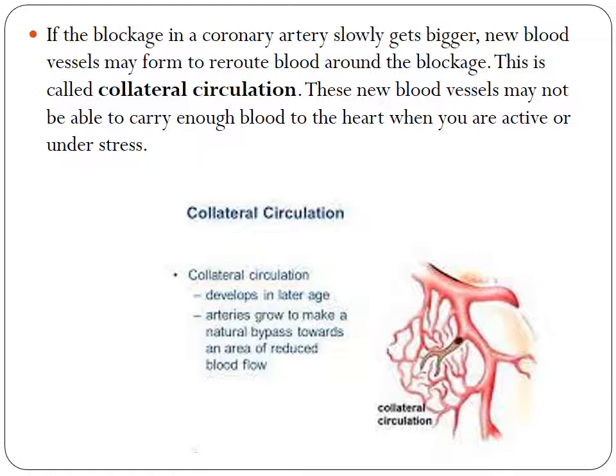So I hope you understand this. Collateral circulation is where the arteries actually grow to make a natural bypass towards an area of reduced blood supply. So that's exactly what I told you. When I say bypass, it's nothing but wherever there is a blockage and the artery is not able to supply blood, collateral vessels get formed. Okay, so that becomes a bypass. It means that in another way, the heart is being supplied by blood.